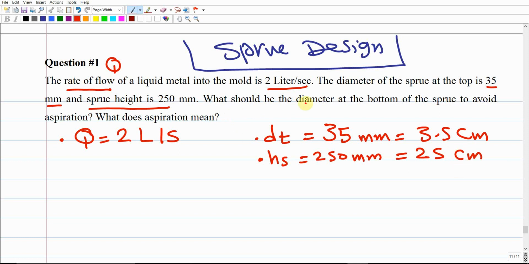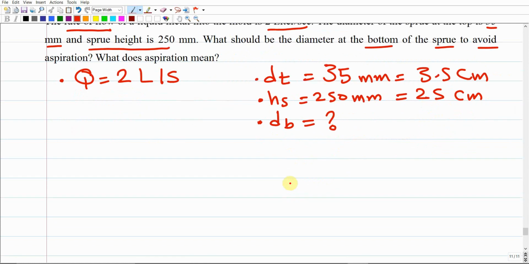Make sense? What should be the diameter at the bottom of the down sprue to avoid aspiration? And what does aspiration mean? We know that it is breathing air into the mold cavity, and to avoid aspiration, we have to use tapered down sprues, right? So what should be the diameter of the down sprue at the bottom? It is a very simple calculation.